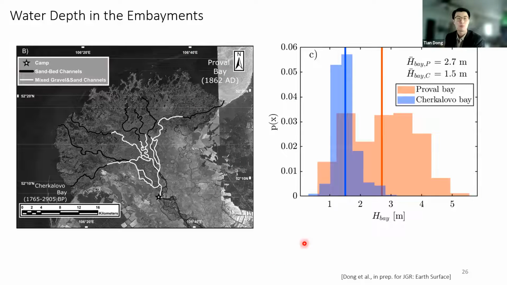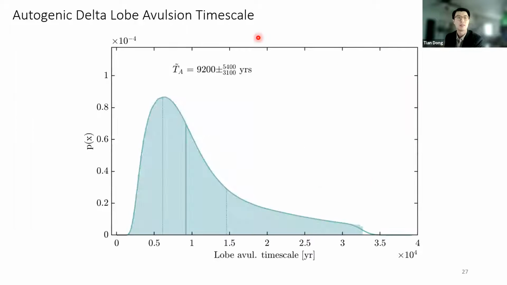So now we have all the parameters we need to constrain this internal lobe avulsion timescale. After considering uncertainties on all these parameters, as well as calculation errors, I'm plotting a probability distribution of the internal lobe avulsion, the autogenic lobe avulsion timescale here. And here I'm reporting the median, plus minus the 25th and 75th percentile. So the median is about 9,200 years. But the range is quite large.